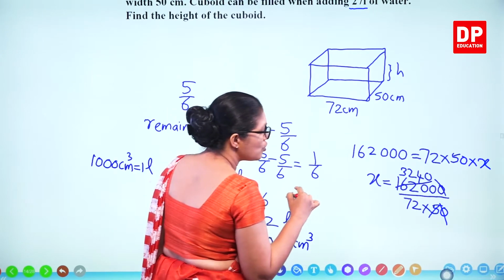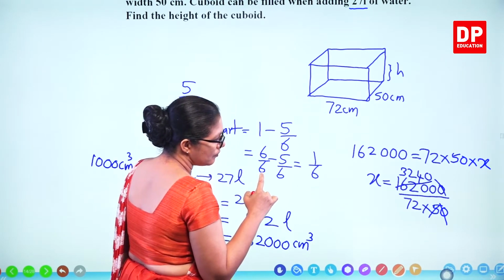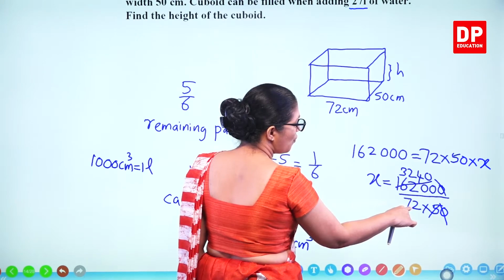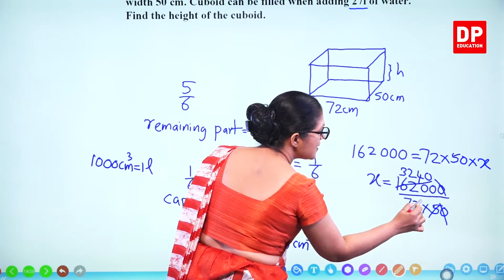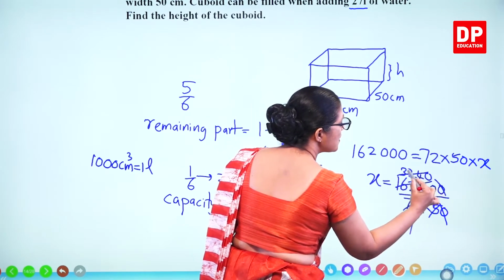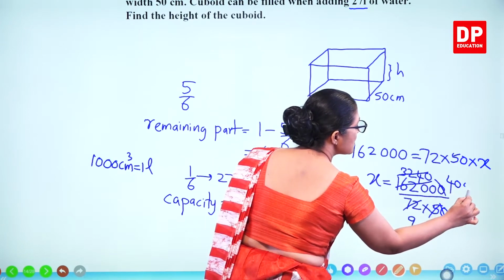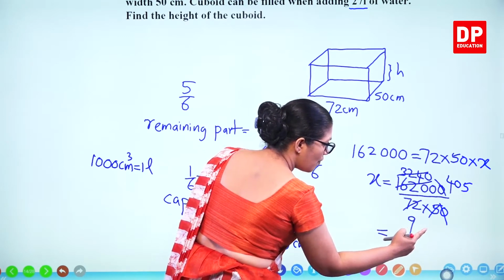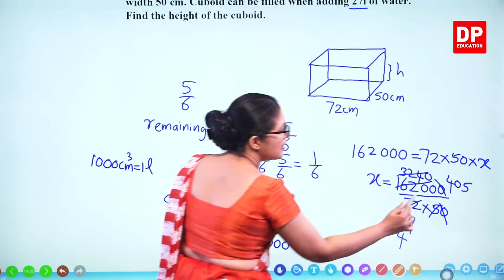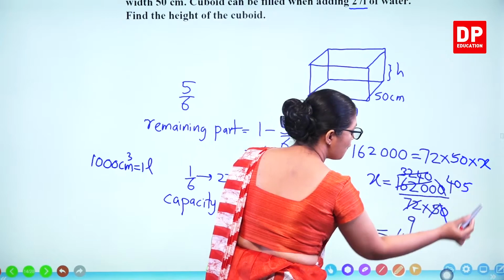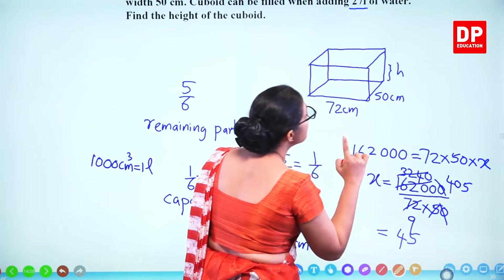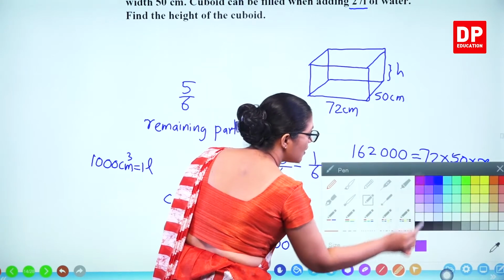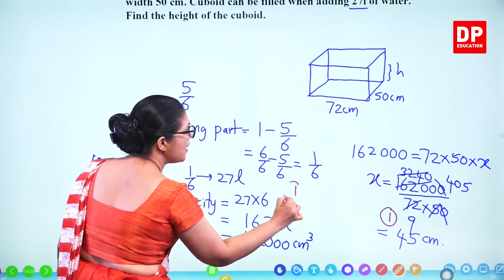3,240 divided by 72. What's that? 4? Not 4. So we'll divide by 8 and see. 8 times 9. 8 times 4, 32. For 40, that's 5. Now we can divide by 9. 9 times 4, 36, and then you get 45, that's 5. 45 centimeters is the height of the cuboid. So you get 2 marks, 1 mark for this and 1 mark for the method.